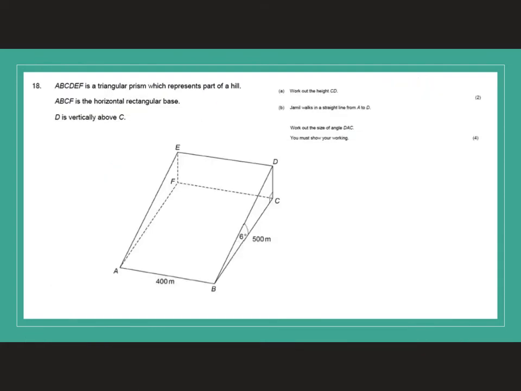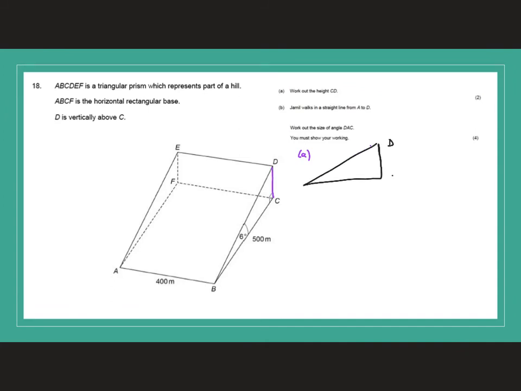Question 18, a little bit of three-dimensional trigonometry and Pythagoras. Part 1, we're working out the height CD. I'll highlight it in purple. Important to know your right angle triangles here. So let's draw it out.